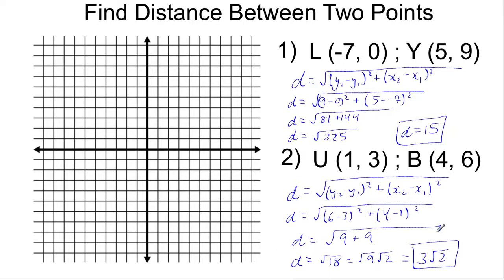Now if you want to check this, you can put in your calculator 3 times the square root of 2 and the square root of 18. You will get the same decimal for both of them.